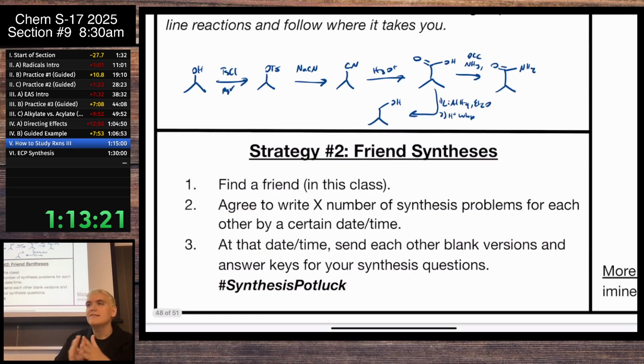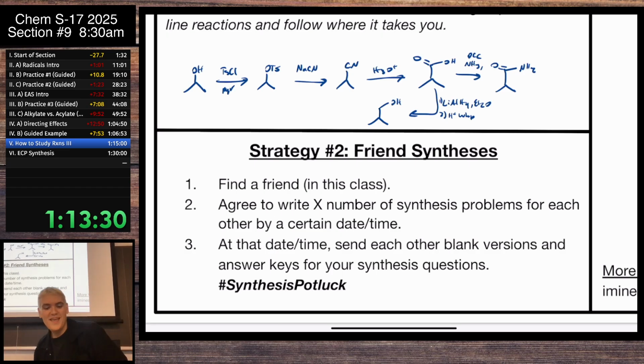Strategy 2, friend syntheses. So do y'all have friends? Kinda? Yeah, particularly in the course. Do you have some friends in the course? I should have started with that.